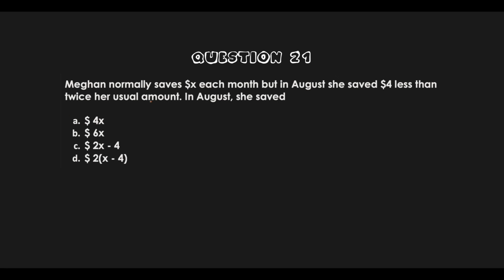So it says that Megan normally saves X dollars each month, but in August she saved $4 less than twice her usual amount. So she saved $4 less than twice her usual amount. So her usual amount is X. So what is twice her usual amount? Twice her usual amount would be 2 times X, which is 2X.